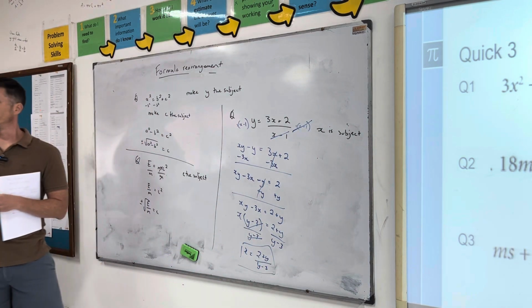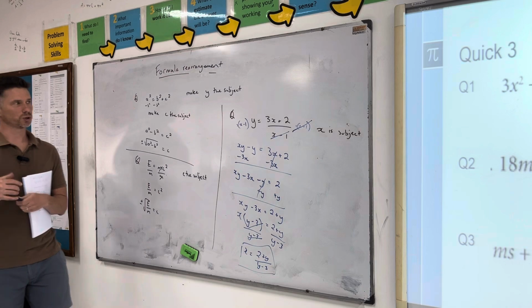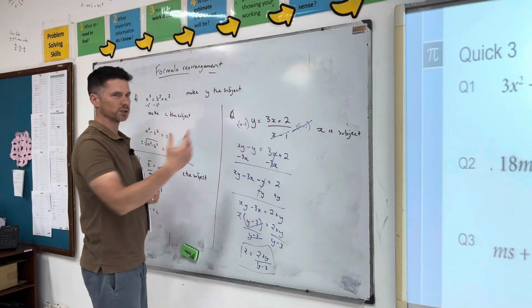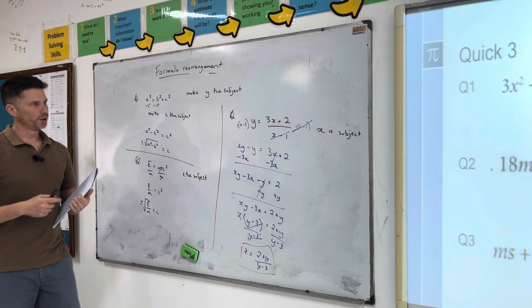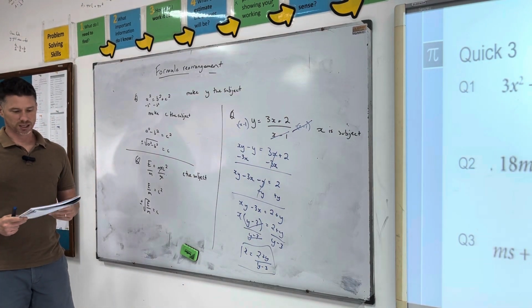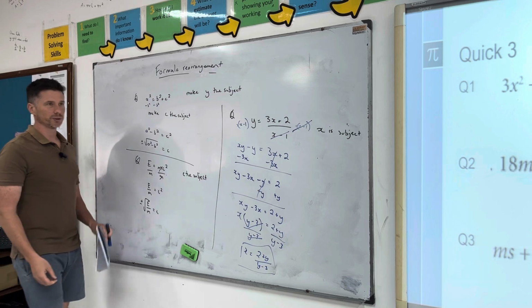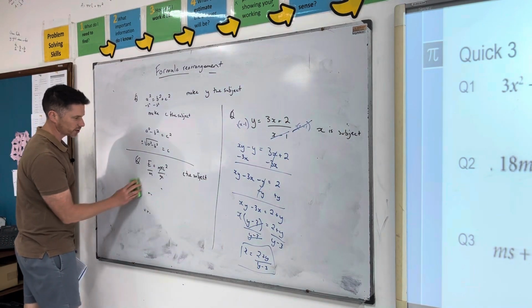Okay, so you'll notice that at the start of that question there was 2 x's, so that made it more difficult to make it a subject. You had to factorize it down to 1x. Okay, so that's formula rearrangement. We'll now do simultaneous equations.